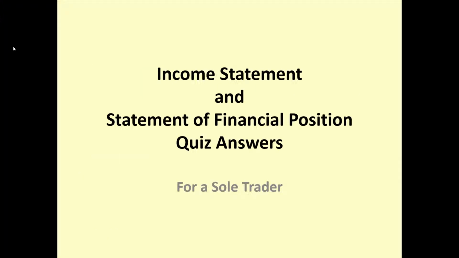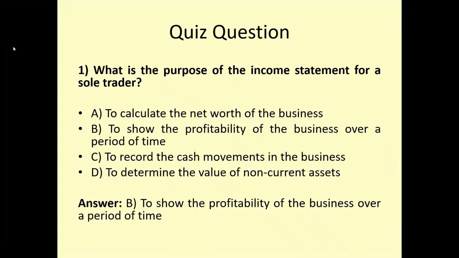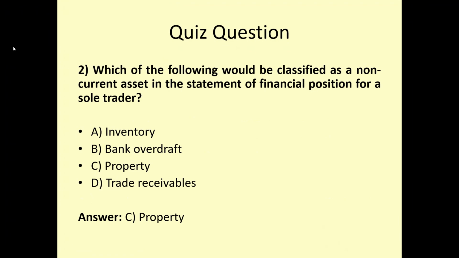So now we're going to go through the answers for these questions. Number 1, what is the purpose of the income statement for a sole trader? The answer is B, to show the profitability of the business over a period of time. Question 2, which of the following will be classified as a non-current asset in a statement of financial position for a sole trader? And the answer would be C, property.